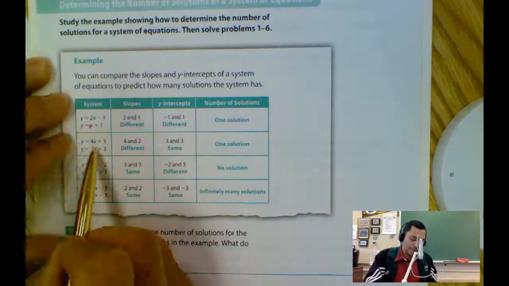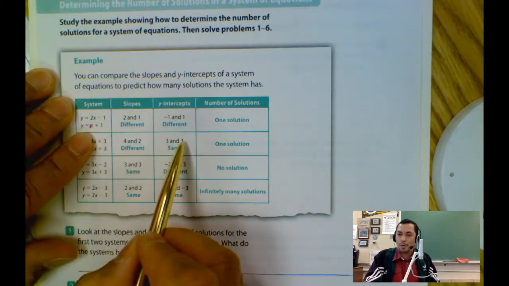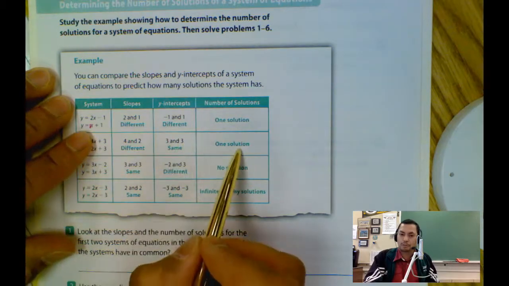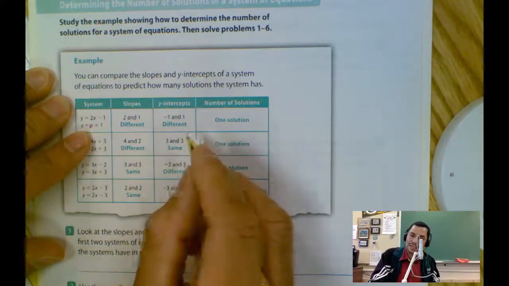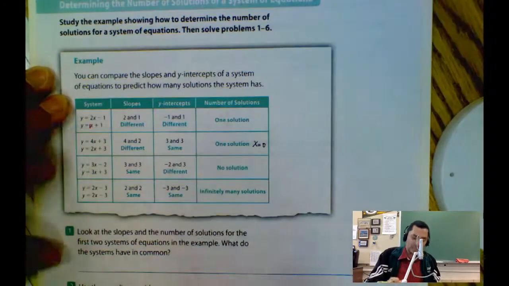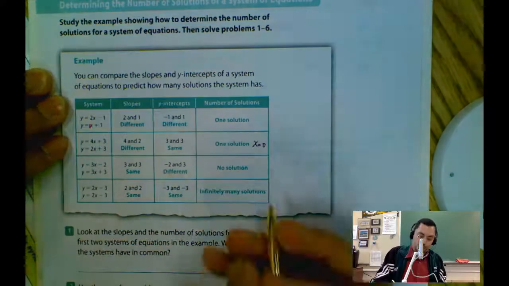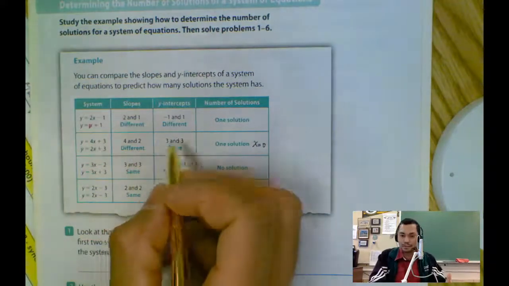Now here, you have different slopes, 4 and 2, same y-intercept, you get one solution. And this one, if the y-intercepts are the same, we usually get x or y equals to 0. That's what we usually get when we have the different slopes and same y-intercept.